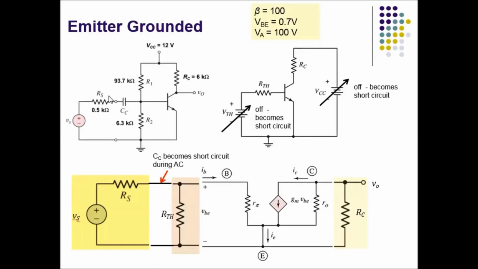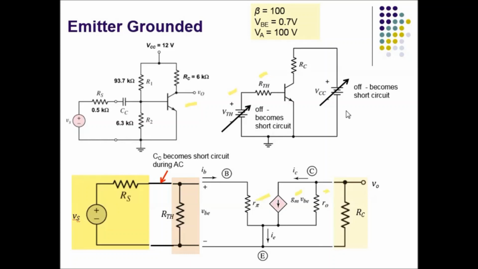So now you have done your DC analysis where you have converted this circuit into your Thevenin equivalent, VTH, RTH, and just now you did the BE loop to calculate the collector current, and you have computed Rπ, GM, and RO. So now in order to do your AC analysis, you have to turn off all the DC supplies, which are VTH and VCC. You can see here, when it is turned off, it will become short circuit.